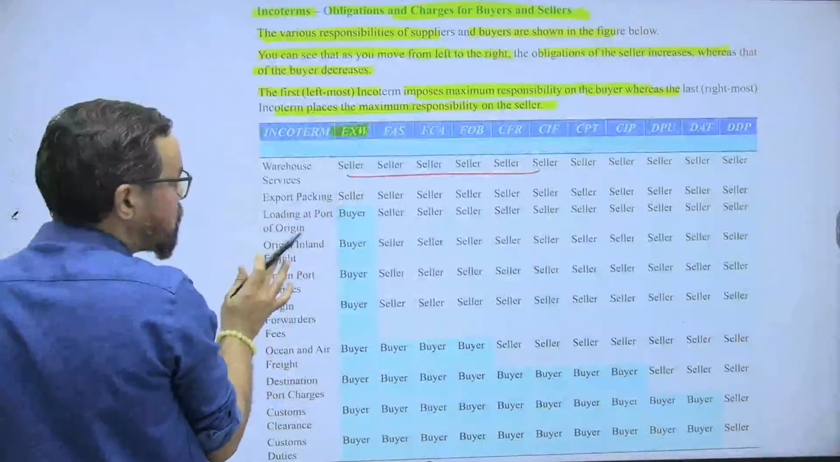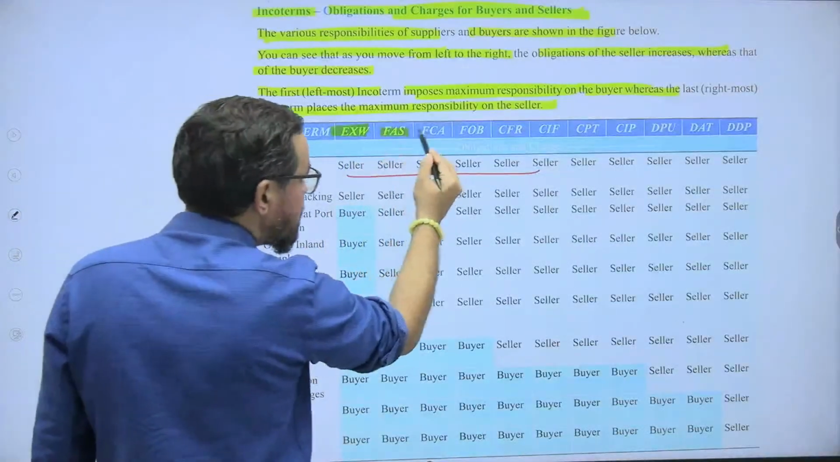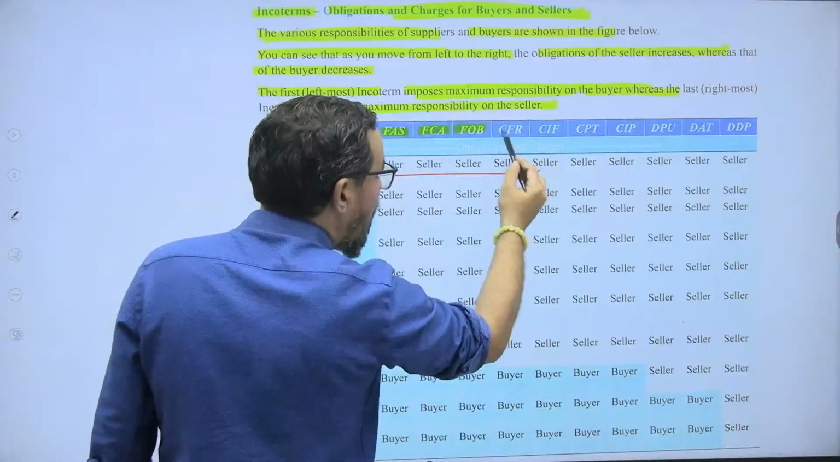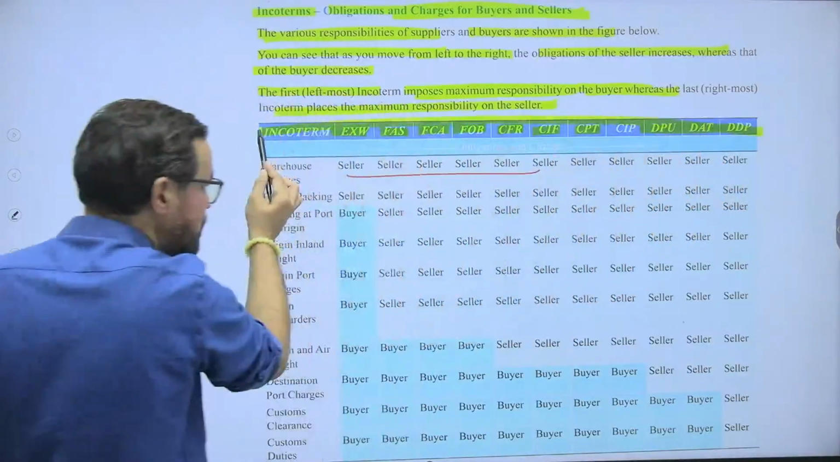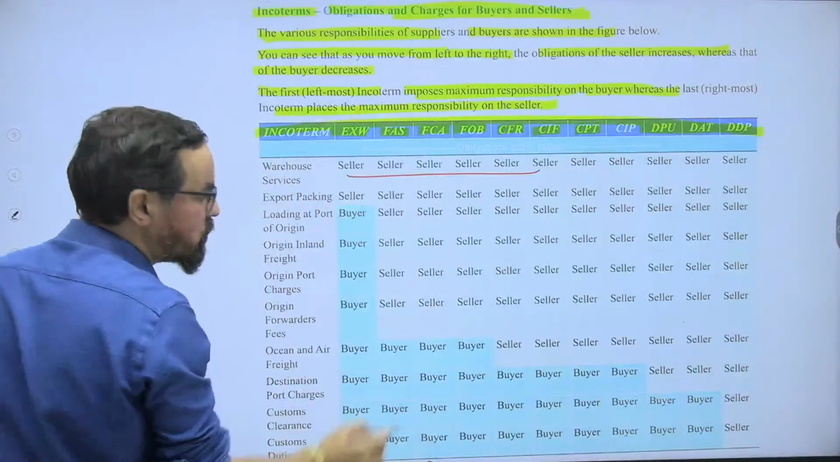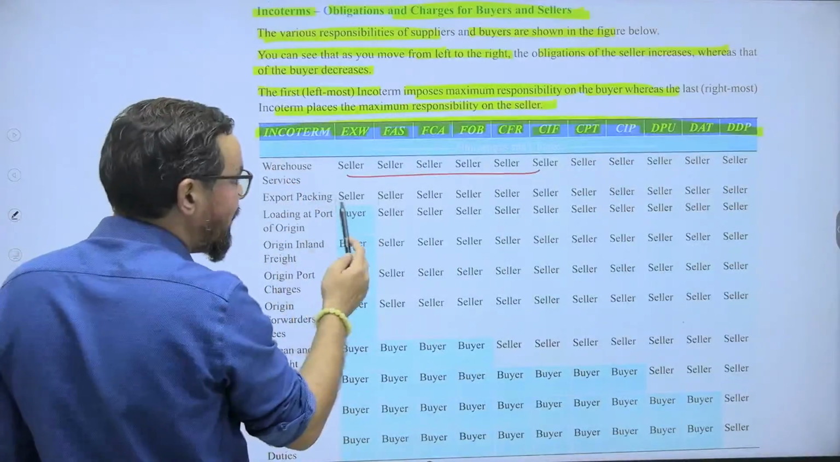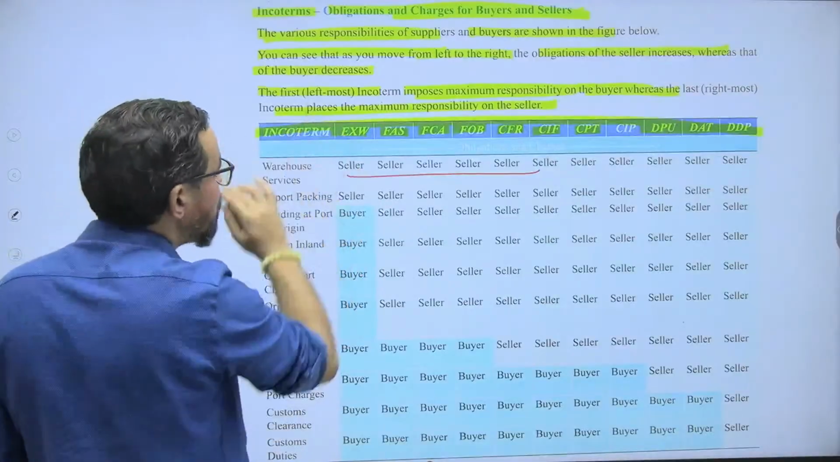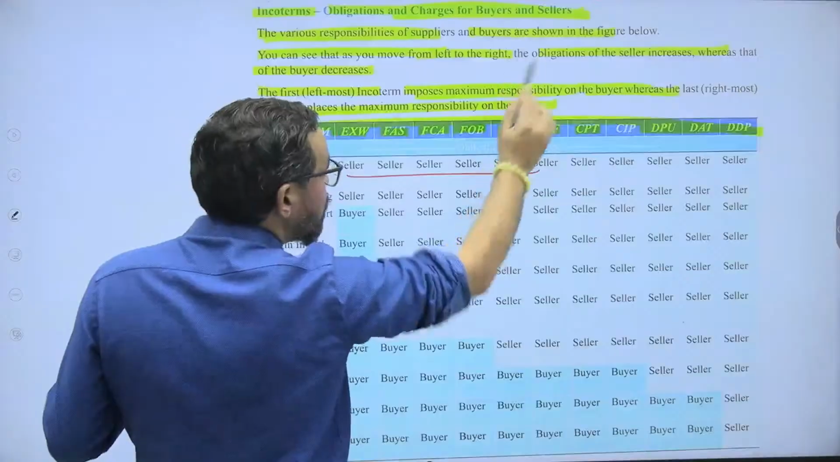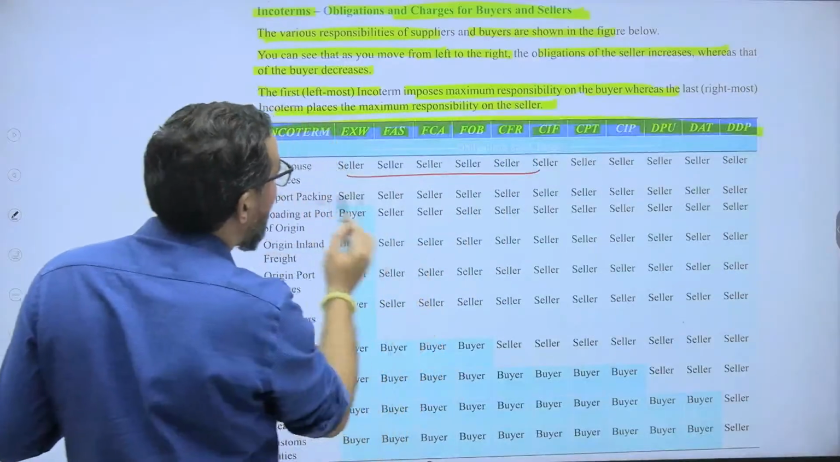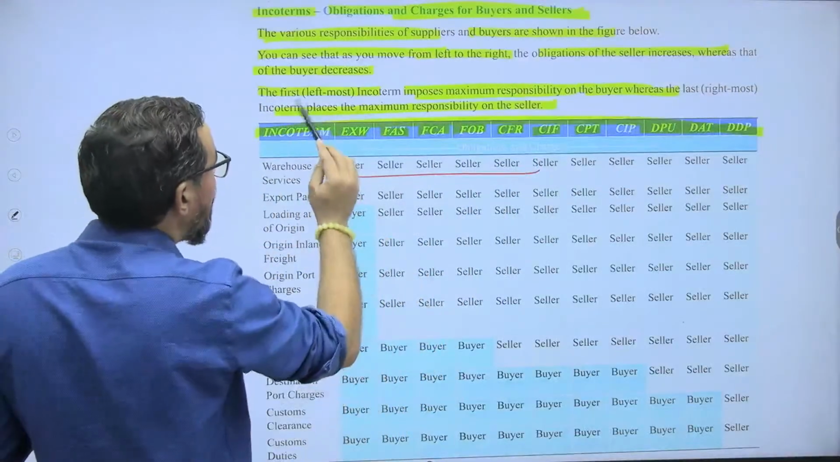So EXW, FAS, FCA, FOB, or CFR, CIF, these are the Incoterms which we generally use in this trade, and this generally shows the responsibility. Okay? So mostly when it comes to the left side, the maximum responsibilities generally belong to your buyers. Okay?